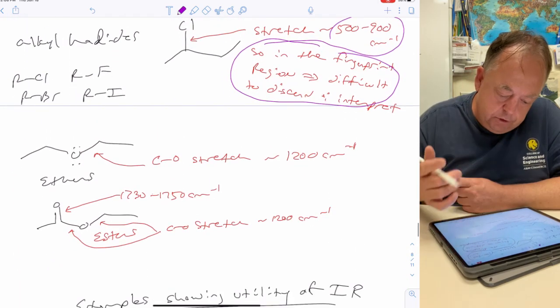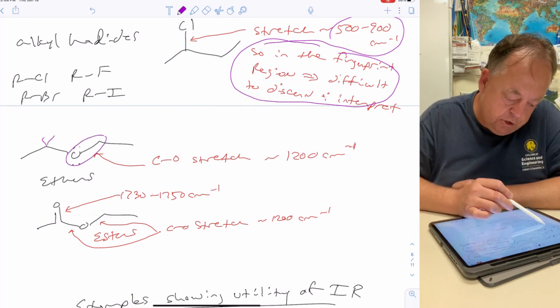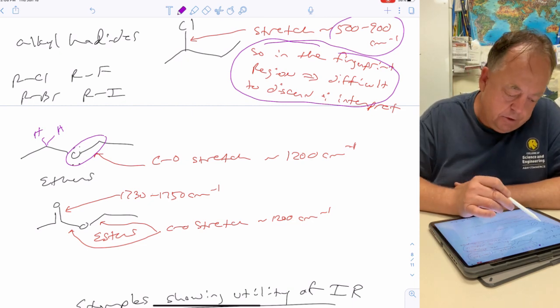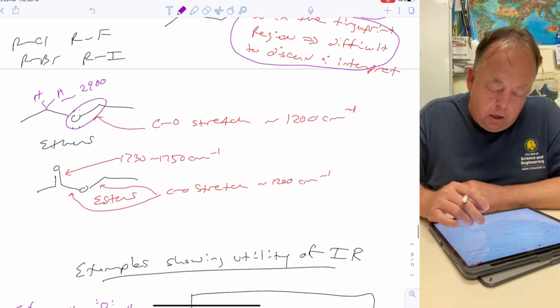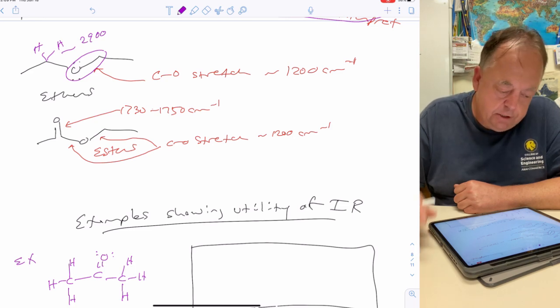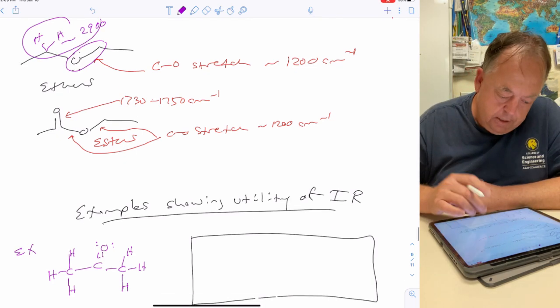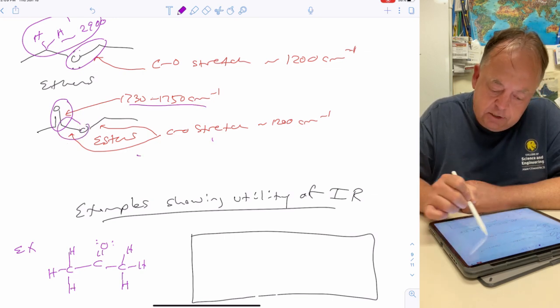Okay, and then for ethers, the main peak would be the CO stretch. Of course, you have CH stretches, but all organic molecules have CH stretches, so these would all be around 2900. So you don't get a lot of information out of that region unless it happens to be on an sp2 or an sp hybridized carbon. For sp3 hybridized carbons, the CH stretching region is not going to help you that much. If it was an ester, you've got the CO double bond, so that has a peak. You've got the CO single bond, so that has its own peak.